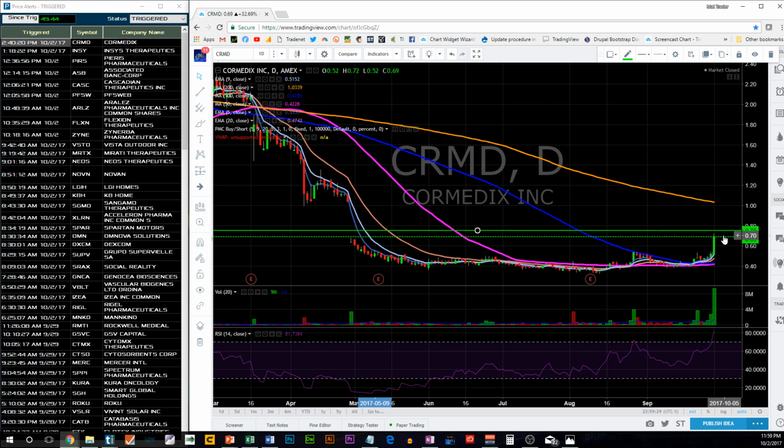I know I have to go through the spreadsheet and show you how it's done, but that's kind of the theory. So this is a good setup. CRMD is a good setup for tomorrow. If it blasts through 75 cents, there's a lot of probability that it will push through this gap area.